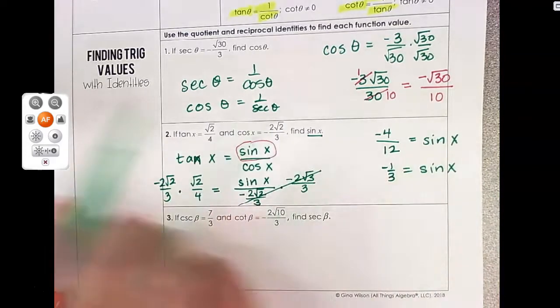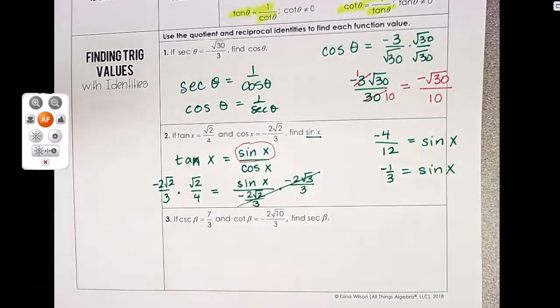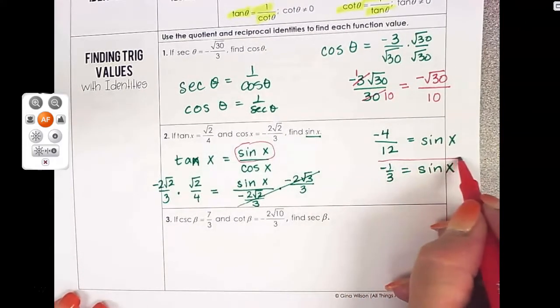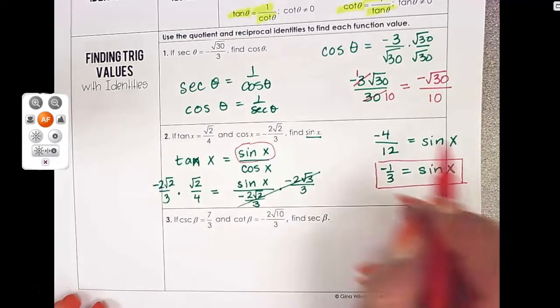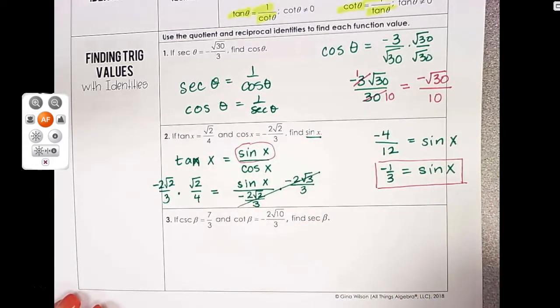Now my instinct is to go ahead and do inverse sine and figure out what the angle is and figure out what x is. But I'm not asked for all that. I'm only asked for the sine of x, so once I have that I can stop.